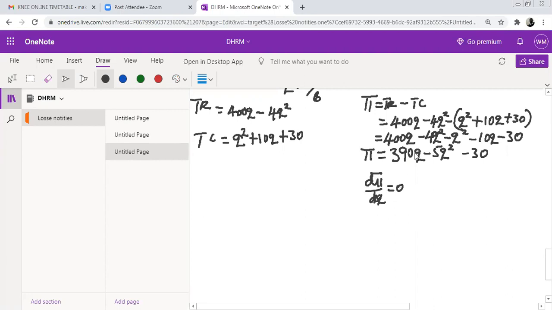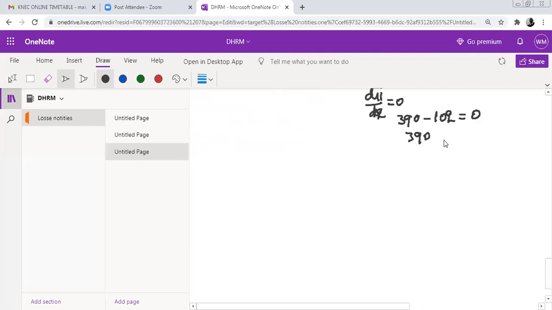In this case, this is the pi equation. Change in pi over change in Q is 390 minus 10Q. This should be equal to 0. So 390 equals 10Q. So what is Q? Divided by 10, Q will be 39 units, because Q is in units.